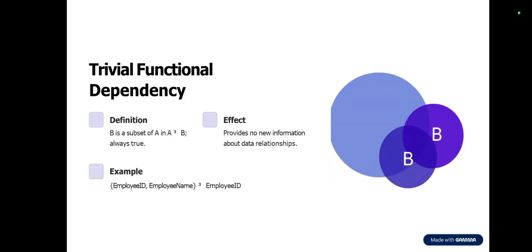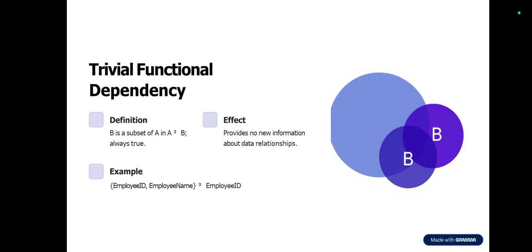trivial functional dependency. Definition is B is a subset of A in A determines B, always true. This means a dependency is trivial if the dependent attribute is already part of the determinant. The example we can see: employee ID and employee name are determinants of employee ID. By this we mean employee ID is part of the left hand side. So this dependency always holds and does not provide new insights.